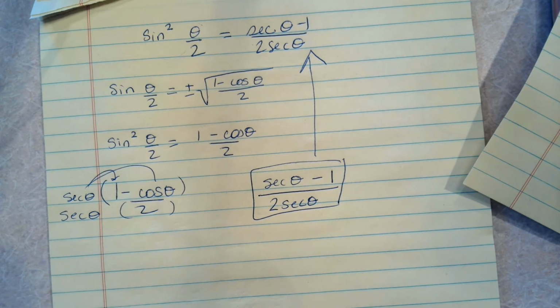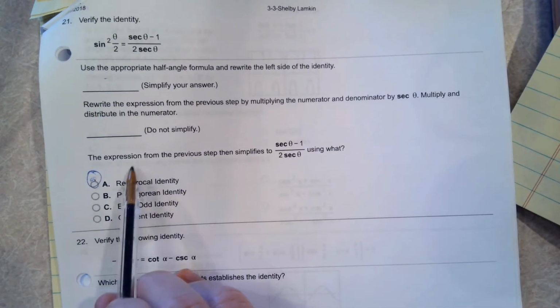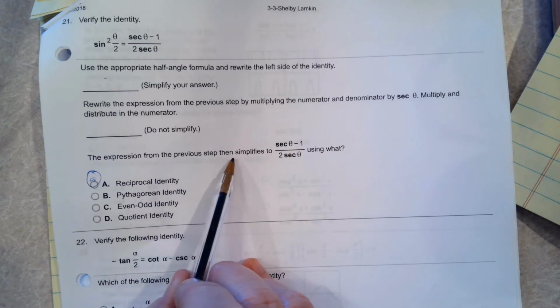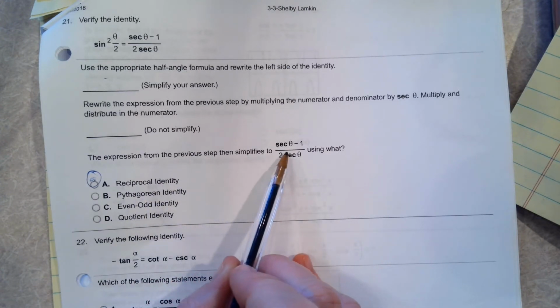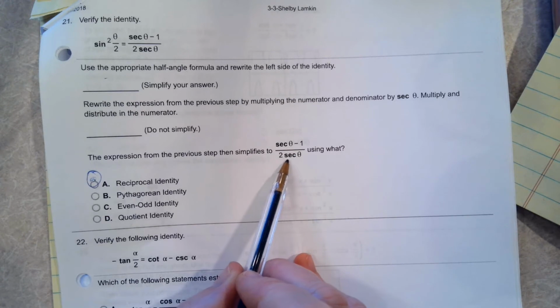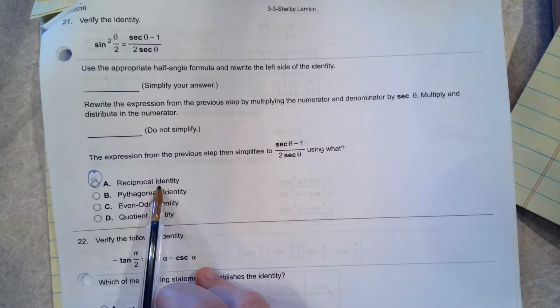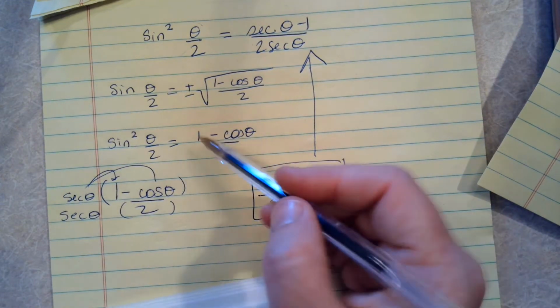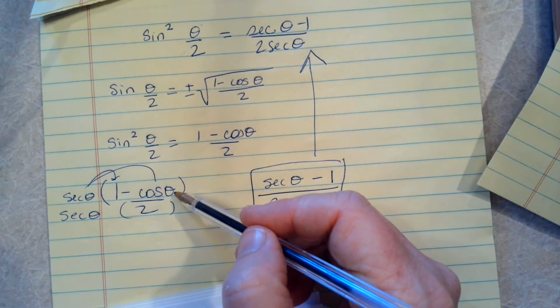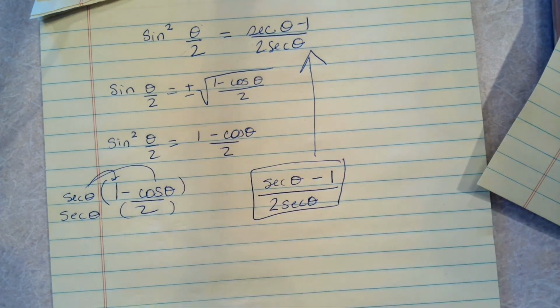Now, the last part of that question says, this expression from the previous step then simplifies to secant theta minus 1 over 2 secant theta using what? And it was the reciprocal identity, because we talked about the fact that the cosine and the secant were reciprocals.